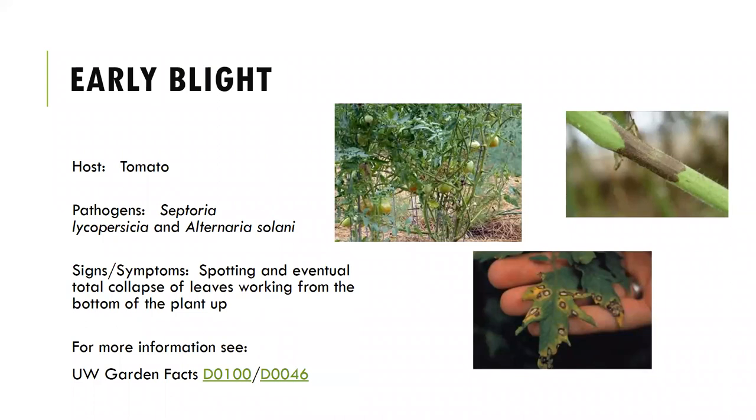Another option, you can apply fungicides with the active ingredient of either copper or chlorothalonil as a preventative, or as soon as you start seeing infection on other plants, you would remove those plants and then treat your other ones just as a preventative to keep them from spreading. These fungicides can be found at most nurseries, garden centers, big box stores.